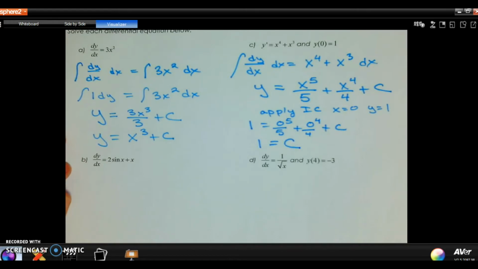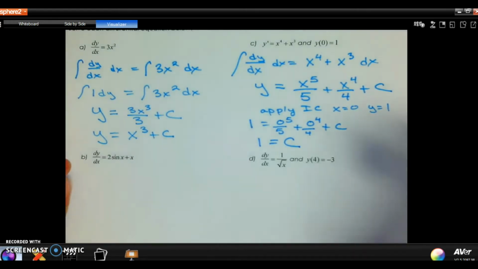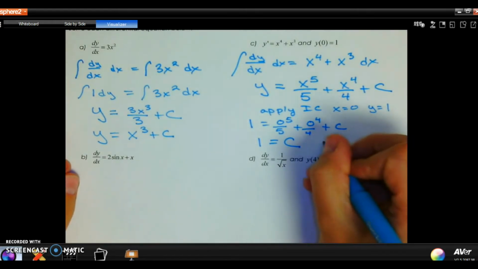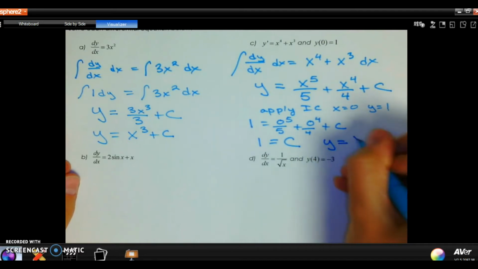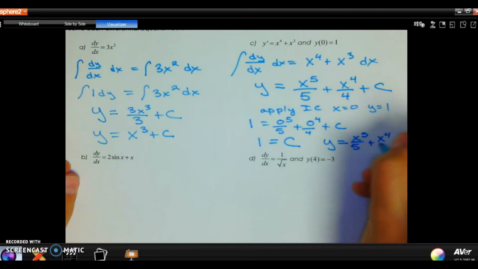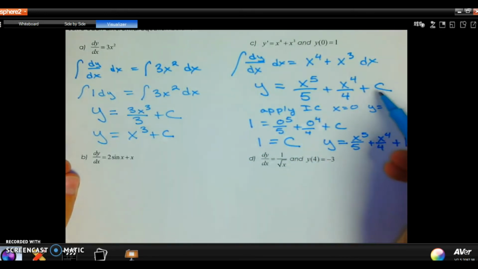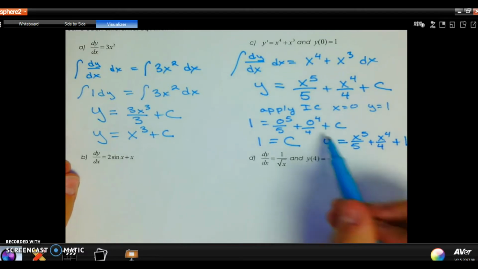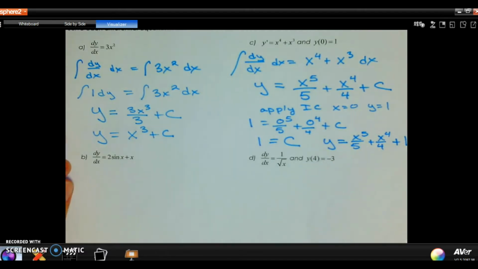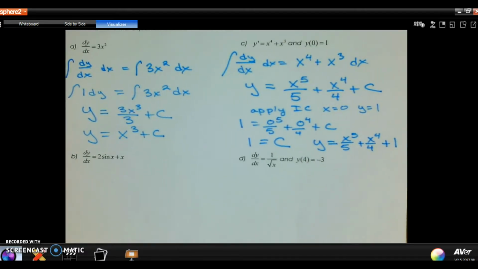Now just be careful there. Make sure you're answering the question. If you want to solve the differential equation, you need to go back and say y equals x to the 5th over 5 plus x to the 4th over 4 plus 1. So basically you have to take this one and plug it back into that general solution to get your answer there. So that's what you do if there is an initial condition.